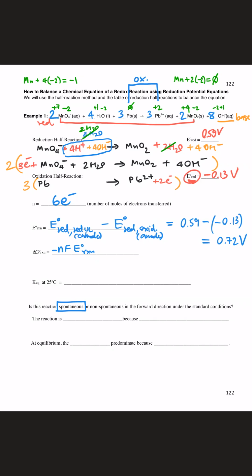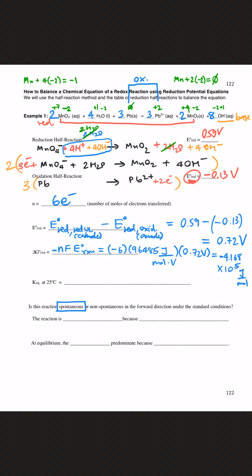N is the number of electrons transferred, in this case 6. F is the Faraday constant, the value is 96485 joule per mole per volt. E, the standard reaction potential we just calculated, is 0.72 volt. Calculating this out, you get the unit of joule per mole for delta G, and the value comes out equal to negative 4.168 times 10 to the 5th joule per mole. Note that I'm not going to round the value of delta G yet.